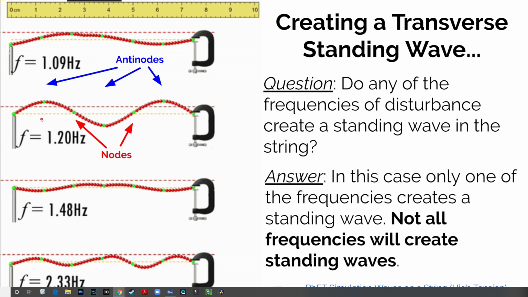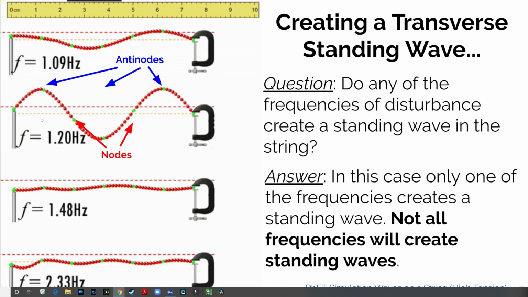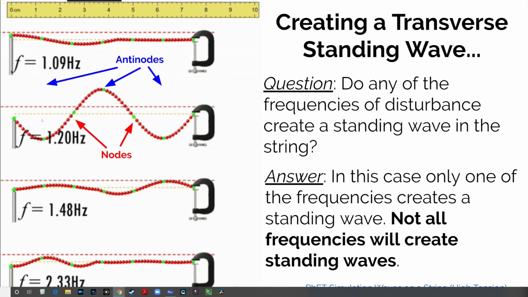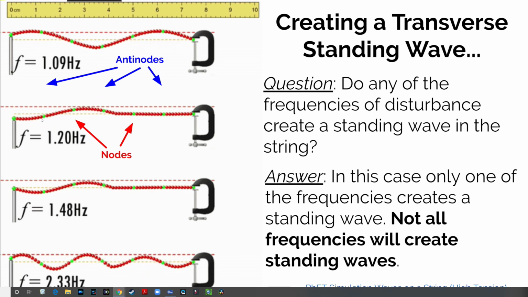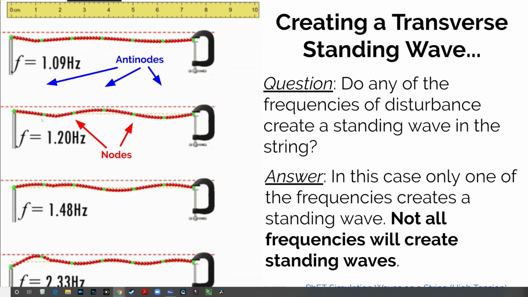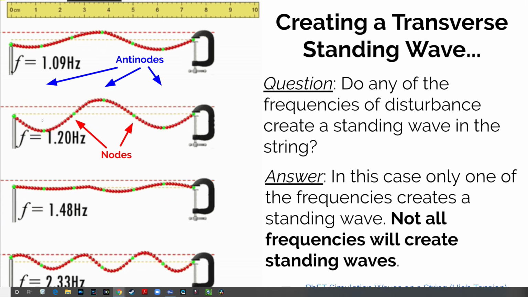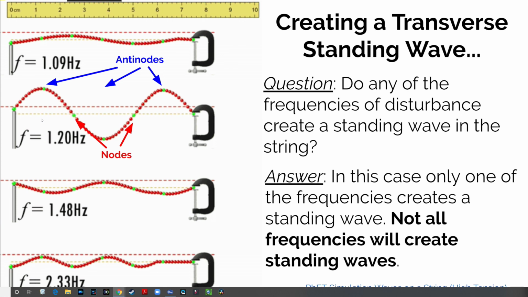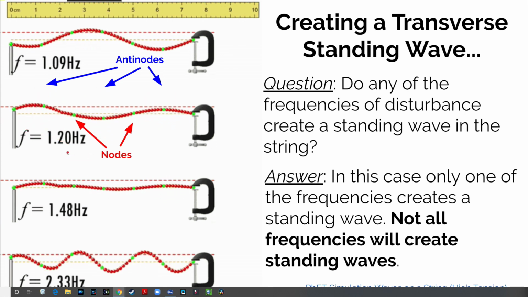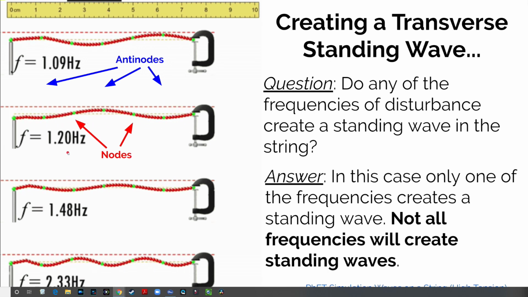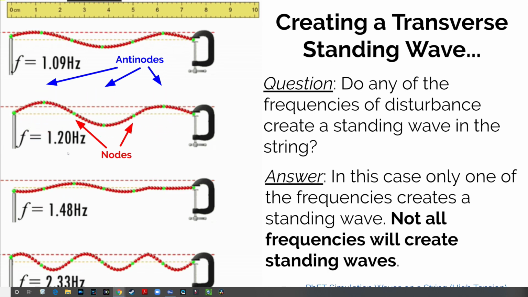So we have 1, 2, 3, 4 nodes in this case, and 1, 2, 3 antinodes. So in this case, only one of the frequencies that were tried actually creates a standing wave. And this is important. Not all frequencies will create standing waves. Just because you shake something periodically, introduce it with a constant frequency, that's no guarantee that you're going to actually create a standing wave. In this case, only 1.2 hertz created a standing wave.